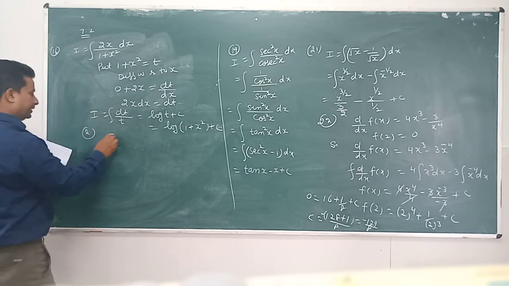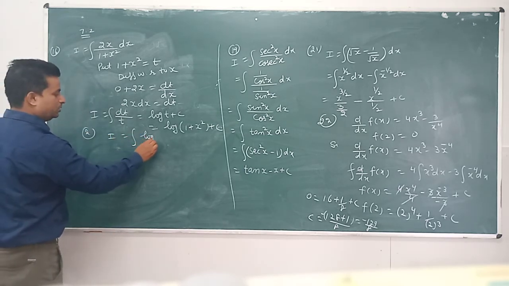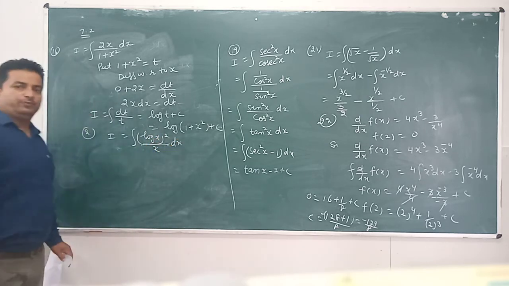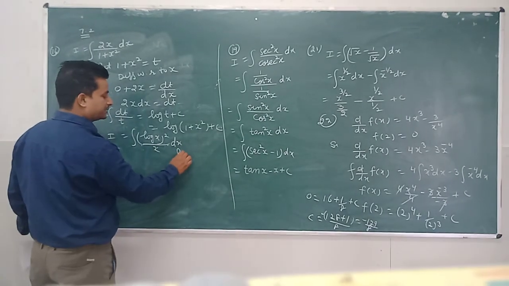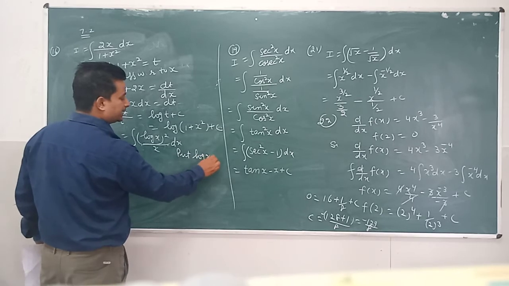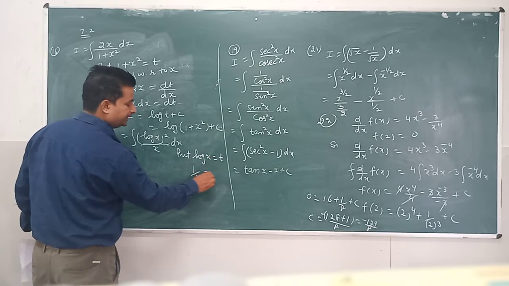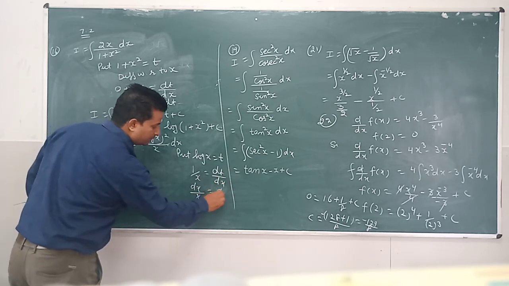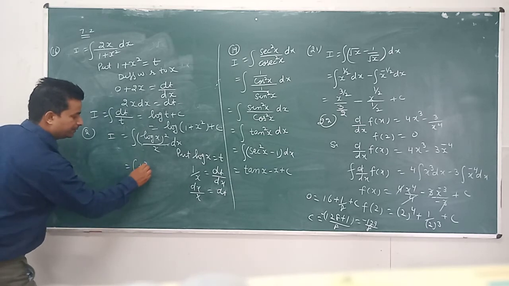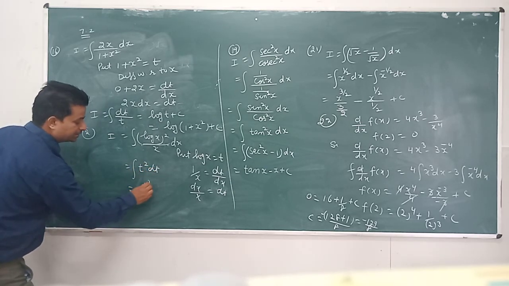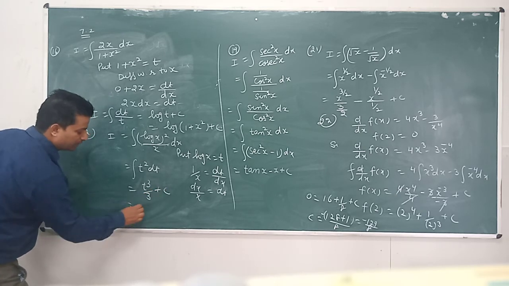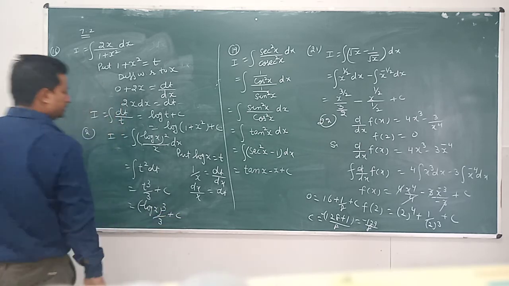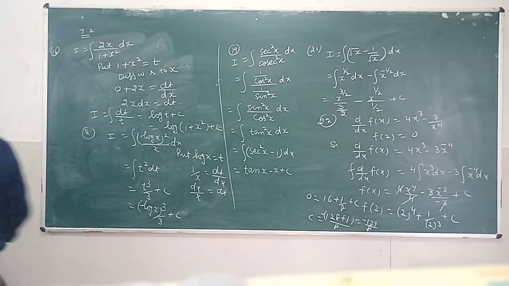In question number 2, the statement is (log x) whole square by x. As we know, the differentiation of log x is 1 by x. So we put log x equals t and differentiate this with respect to x. This is dx upon x is equal to dt. So it's t square into dt. This integration is t cube upon 3. So the value of t is (log x) whole cube upon 3 plus c. This is the answer of question number 2.